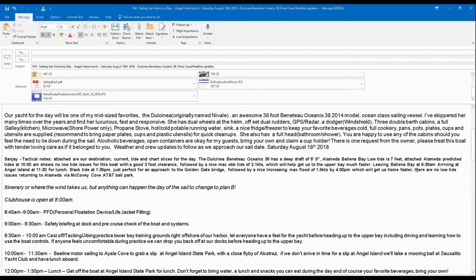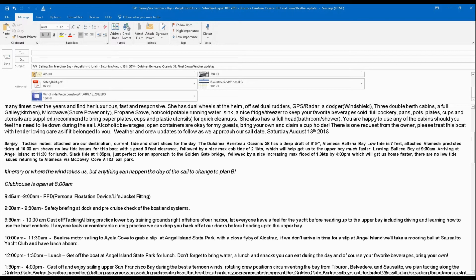Leaving Ballina Bay at 9:30, arriving at Angel Island at 11:30 for lunch. We have a slack tide at 1:35, just perfect for an approach to the Golden Gate Bridge, followed by a nice increasing max flood of 1.8 knots by 4 p.m., which will get us home faster. Again, there are no low tide issues. Returning to Alameda via McCovey Cove, AT&T Ballpark.